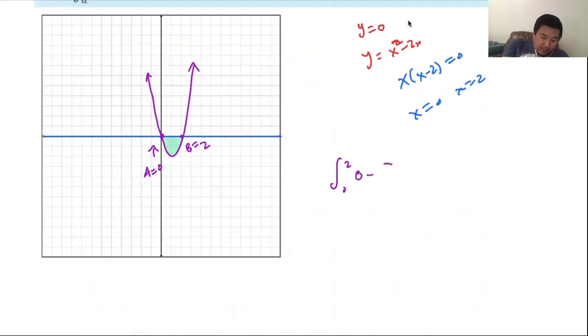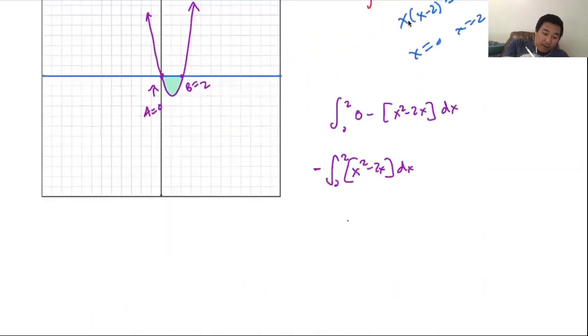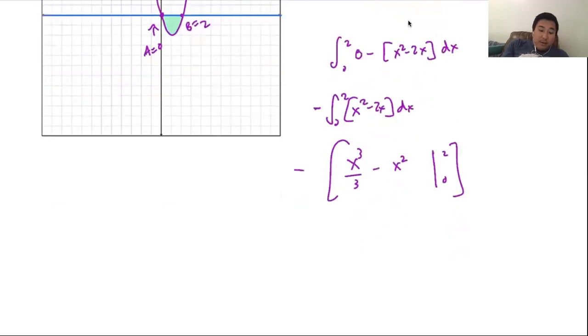0 minus x squared minus 2x. Guess what students forget to do? There should be that negative sign. So we can do it 2 ways. I'm going to do from 0 to 2, bring the negative out to the front of x squared minus 2x dx. Integrate x cubed over 3 minus x squared from 0 to 2, and you make the whole thing negative. Plug in 2, you get 8 over 3 minus 4.